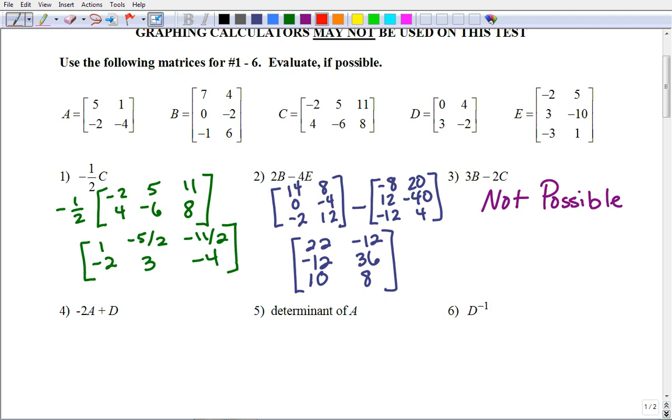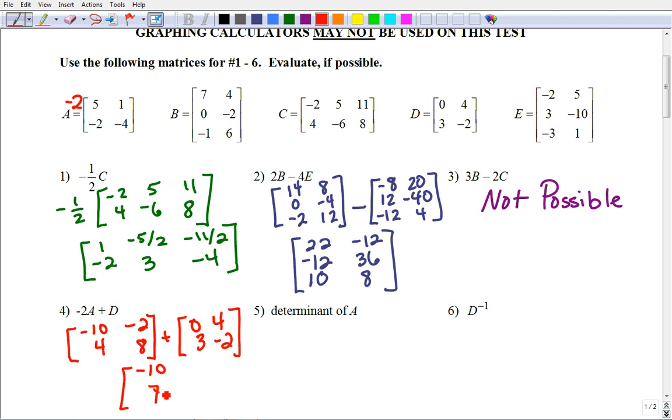Okay, for the next problem, -2 times a plus d. So I'm going to take a and multiply it times -2. So we get -10, 4, -2, and 8. So that's -2a, then plus d, and d is 0, 4, 3, and -2. These are both 2 by 2 matrices, so we can add them together. We will get -10 plus 0 is -10, 4 plus 3 is 7, -2 plus 4 is 2, and 8 plus -2 is 6.